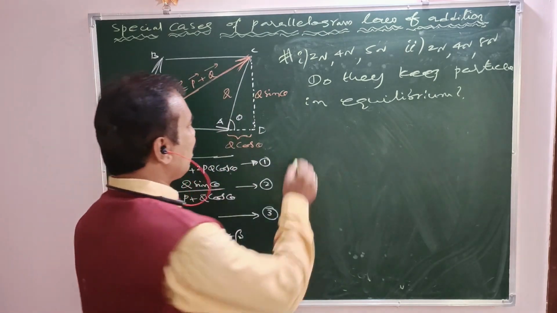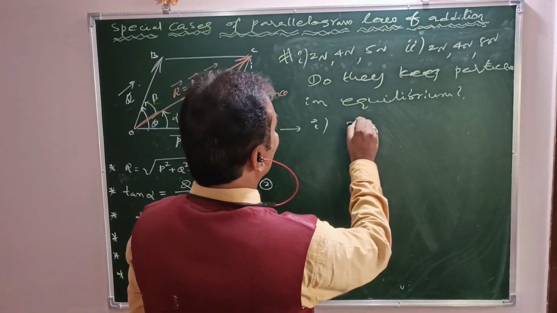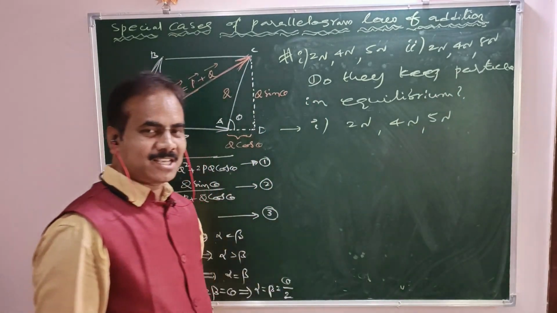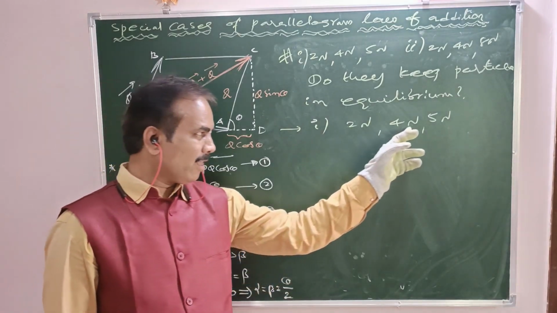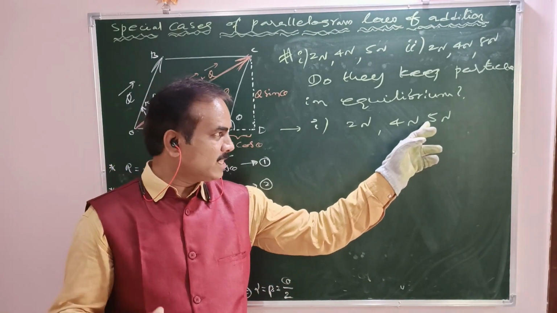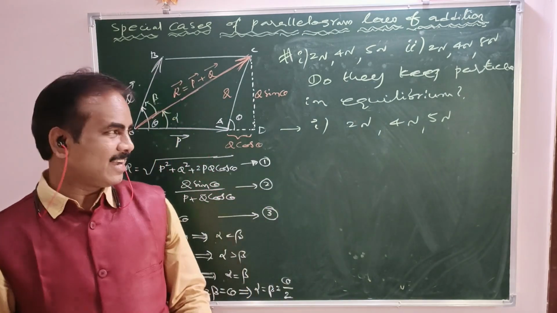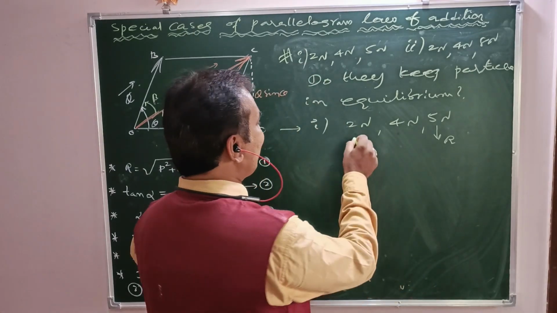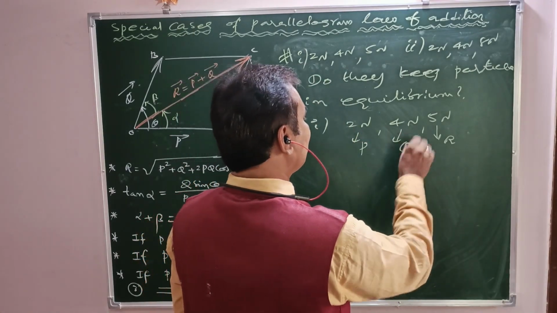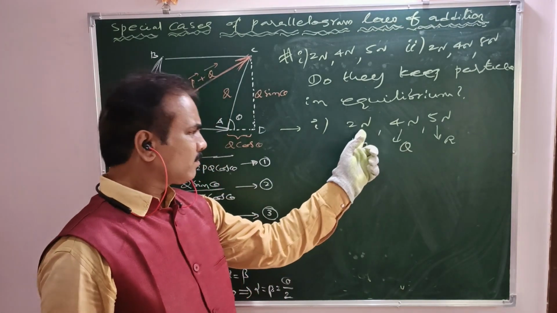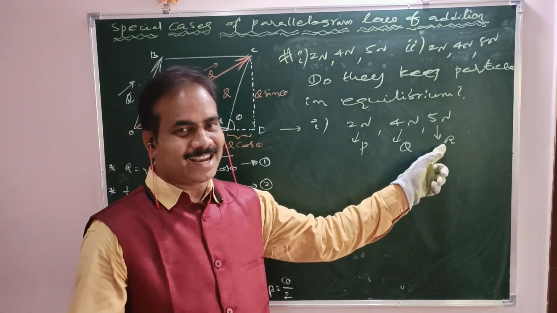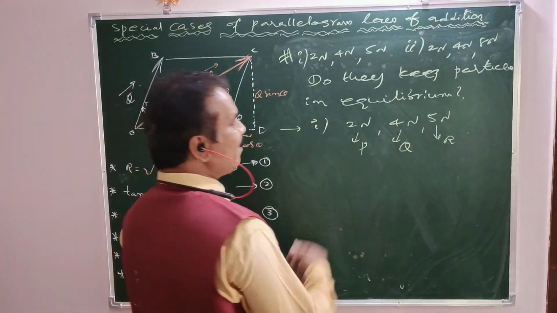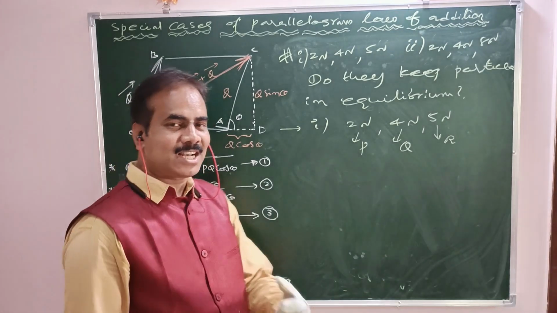Now, coming to the first question, that is 2 Newton, 4 Newton, 5 Newton. Here we have three forces in that set. Among all these forces, the greatest value, that is 5 Newton, is to be taken as the resultant. This is the resultant. The other two are parent vectors, that is P and this is Q. In this set, the maximum value is to be taken as the resultant and the other two are to be taken as parent vectors.